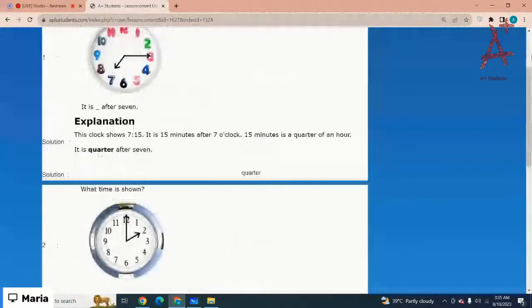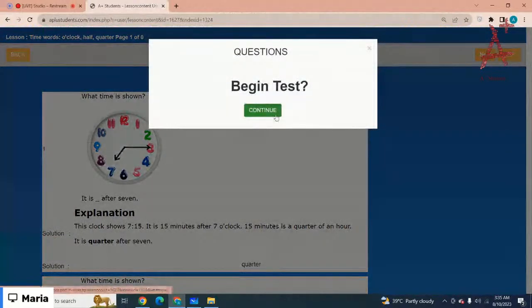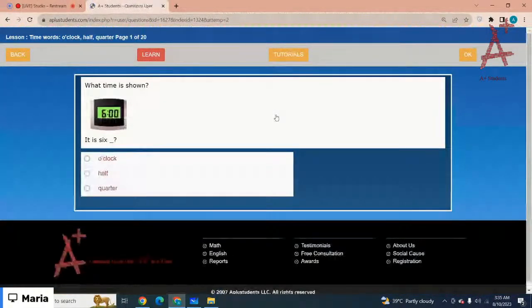Let's start with the practice questions. Okay, what time is shown? Which is the correct option? You have 6 and 0 minutes, right? That means it's just 6 o'clock. The correct option is 6 o'clock.